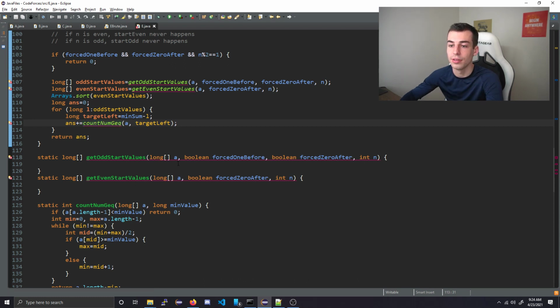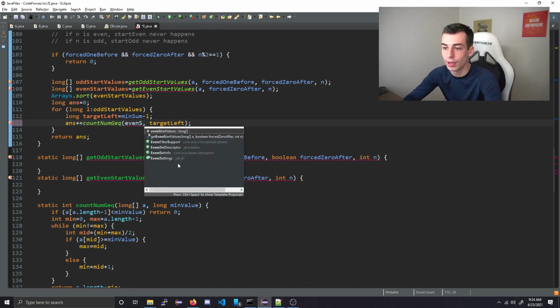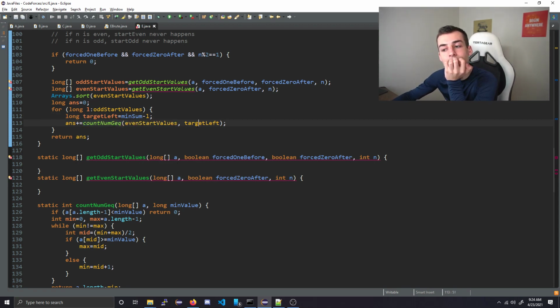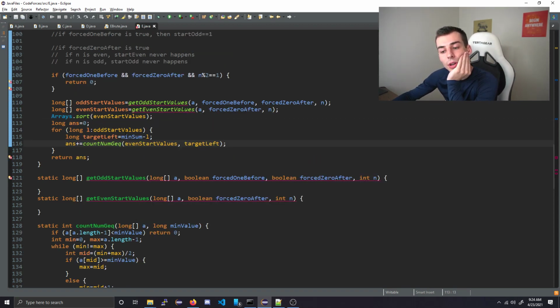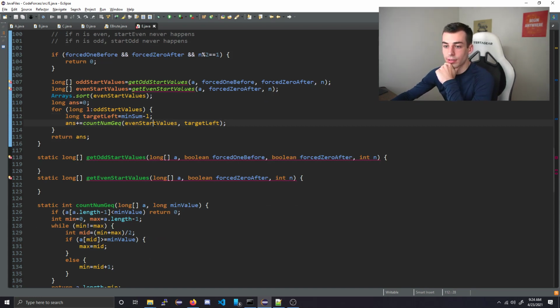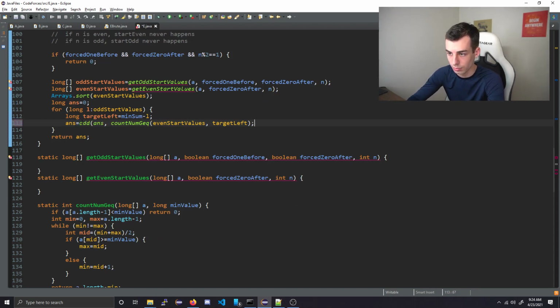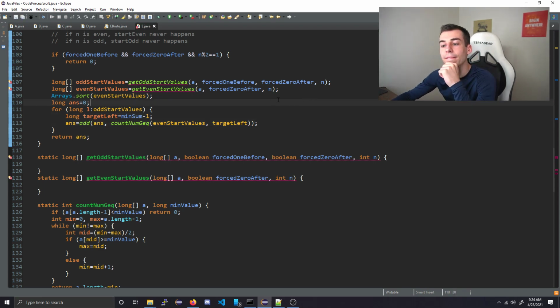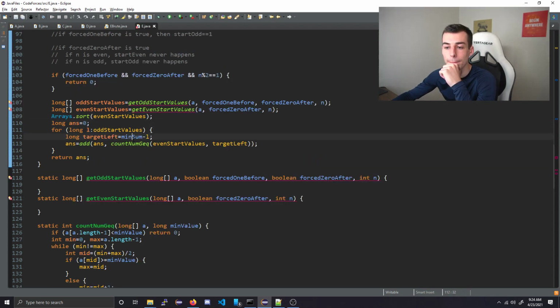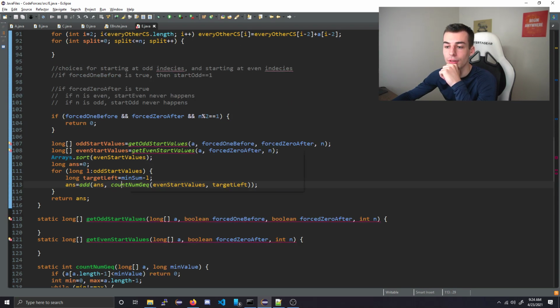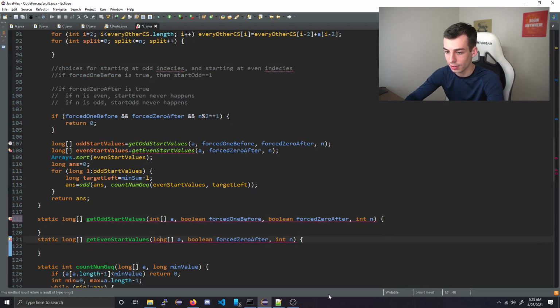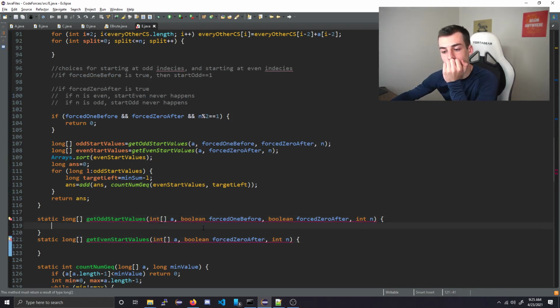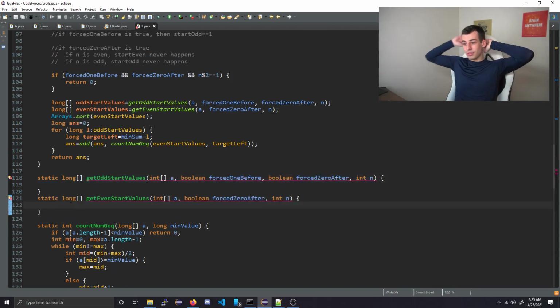Oh, this is not A. This is even start values. Okay. All right. Good. So we're good here. Problem is that these just don't work. So this is an int array. This is an int array. Now we just have to implement these.